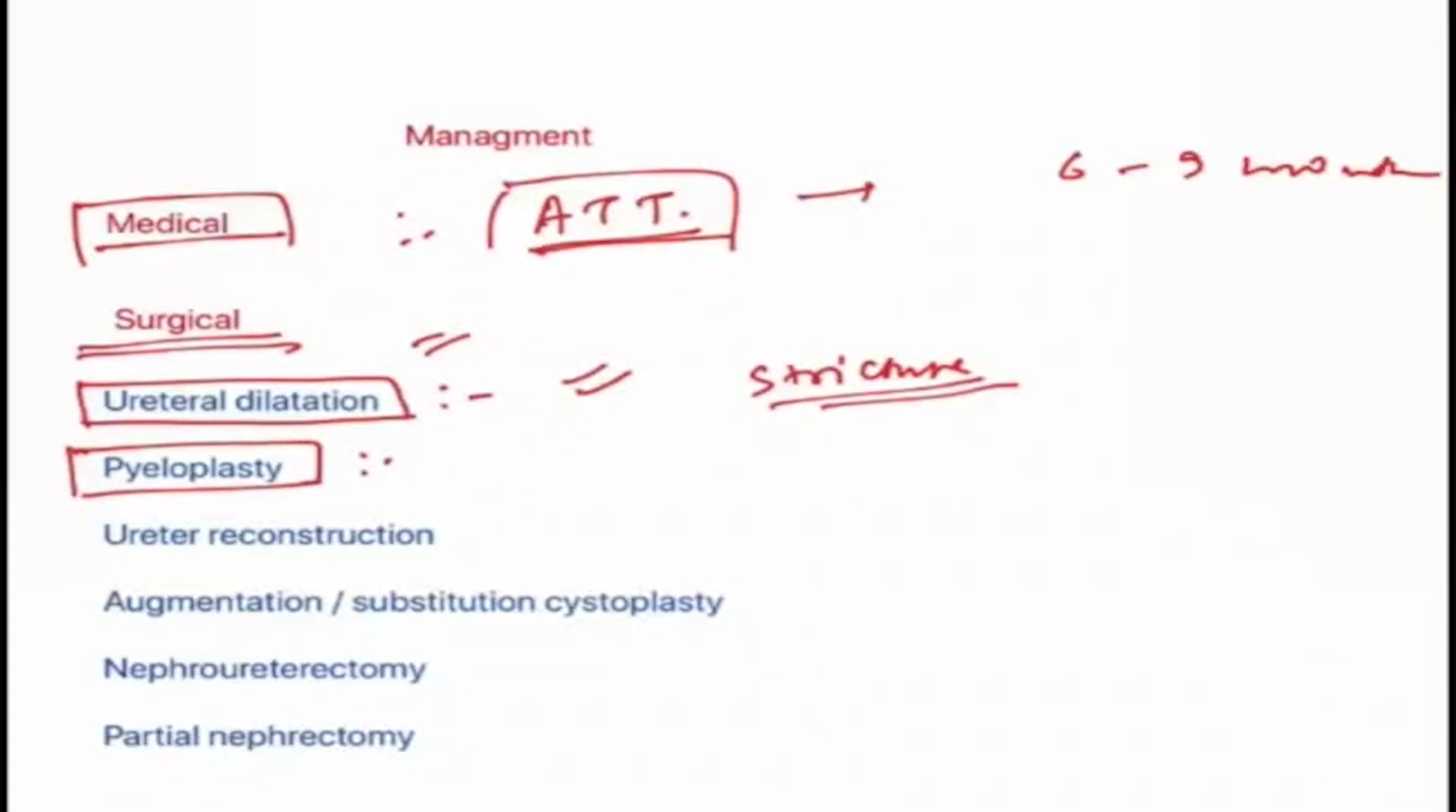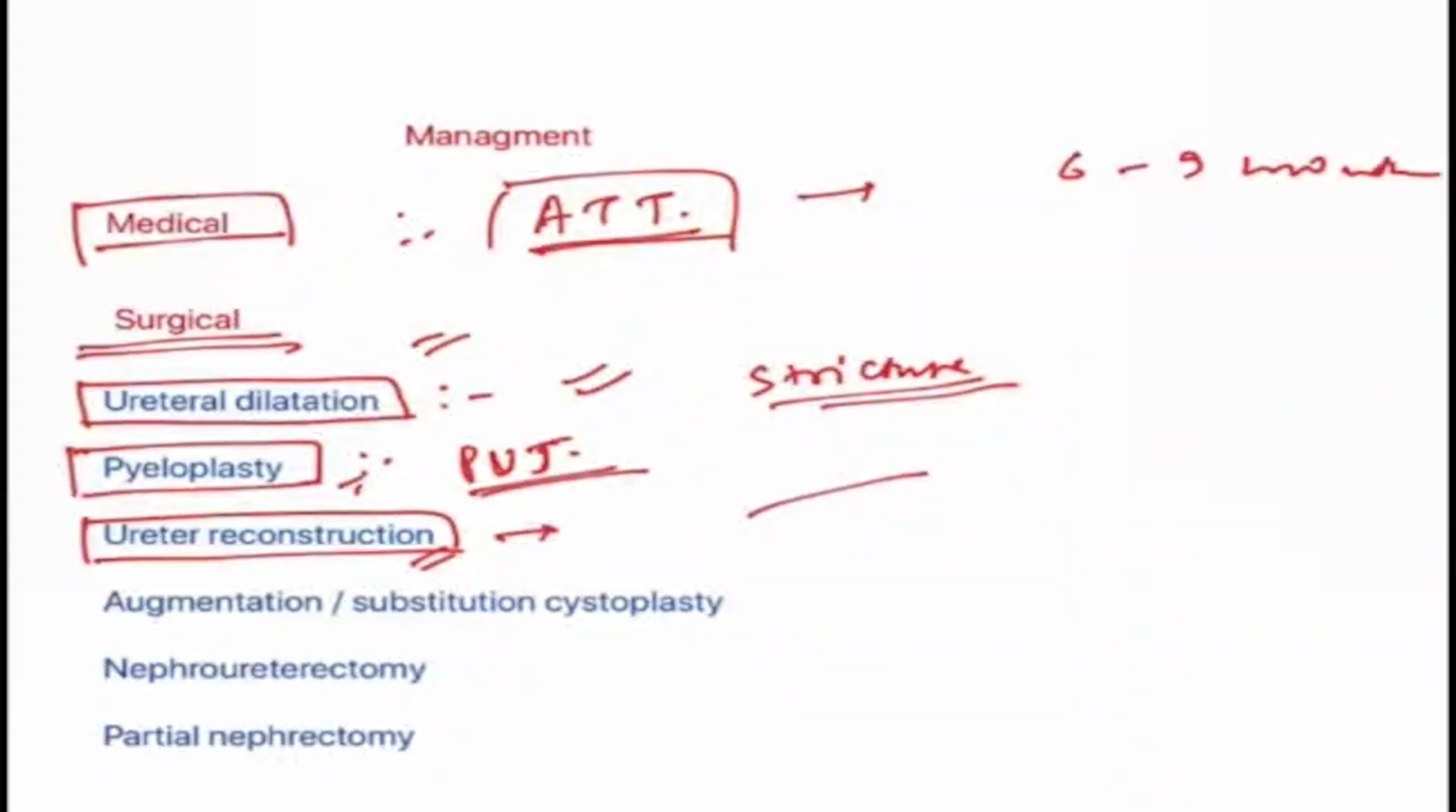to remove the obstruction. Pyeloplasty, which is the reconstruction of the uretero-pelvic junction, which we will read about in detail later, can also be done. Ureter reconstruction can also be done. The techniques of this ureteral reconstruction we will also read about in detail later. But some names I would like to mention.